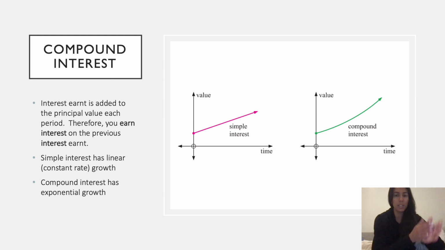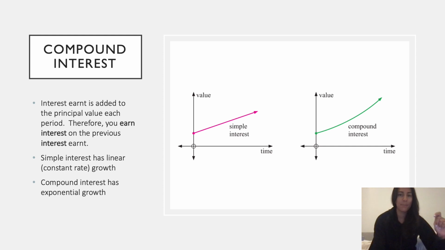So for example, if you started with $10,000, you might earn 10%. In the first year you might earn 10% of $10,000, which would be $1,000. In the second year you would earn 10% on $11,000, and the interest you earn will grow exponentially.